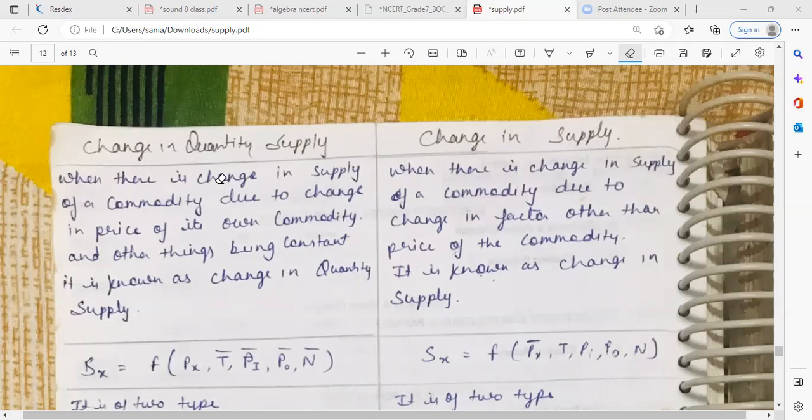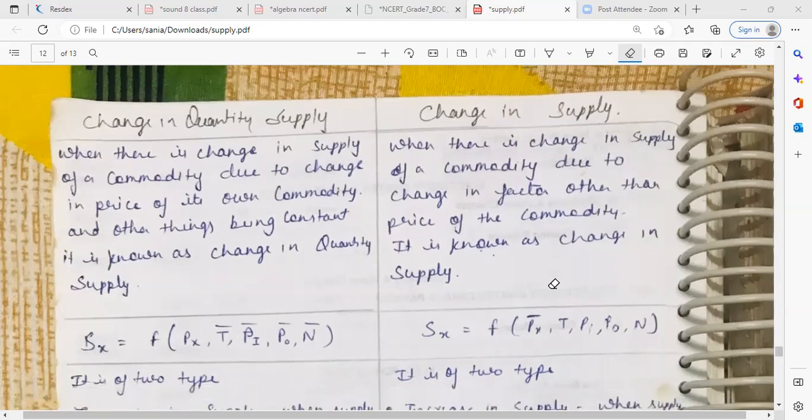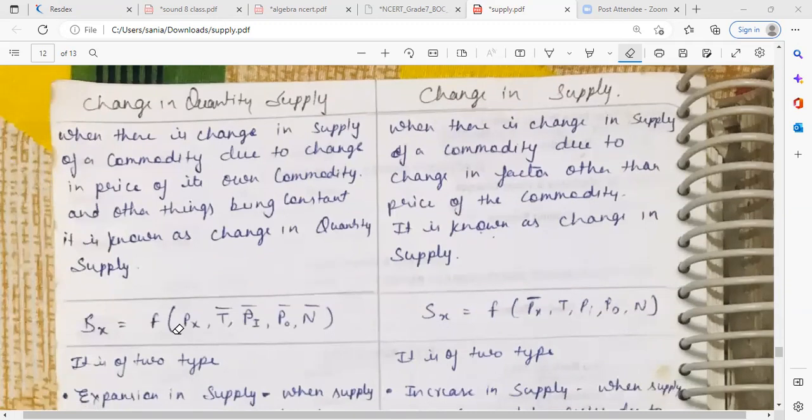When there is a change in supply of a commodity due to change in price of its own commodity, other things being constant, it is known as change in quantity supplied. And when there is a change in supply of a commodity due to change in factors other than price of the commodity, it is known as change in supply. You can see over here the bar is on other factors but not on price. Over here the bar is on price and not on other factors, because it is due to factors other than price.